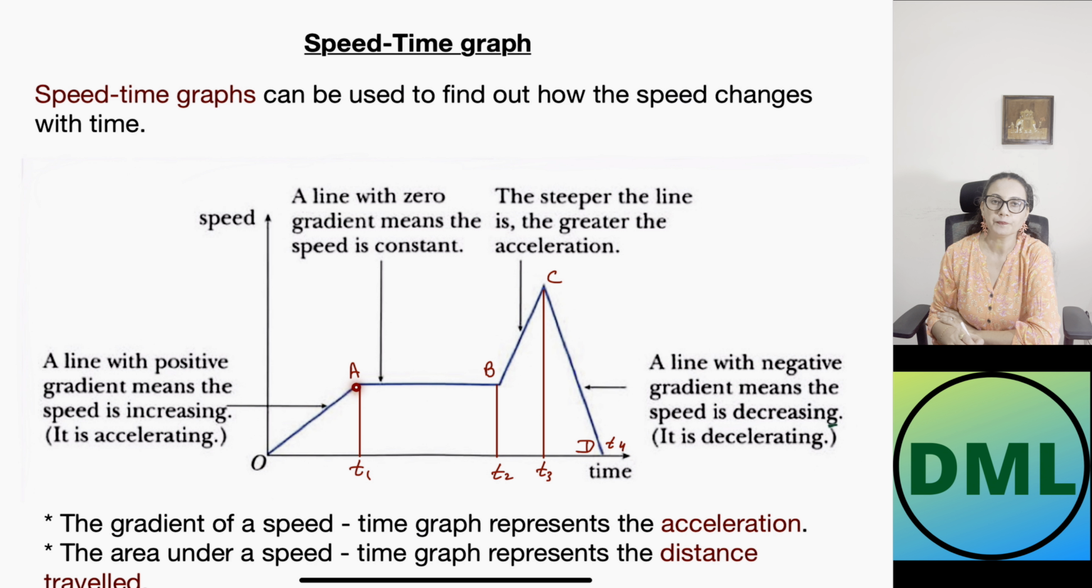What is my gradient? Gradient is delta y by delta x. This is the change in y and this is the change in x. So both are positive. In this case, my gradient is positive. Positive gradients will show you that your speed is increasing.